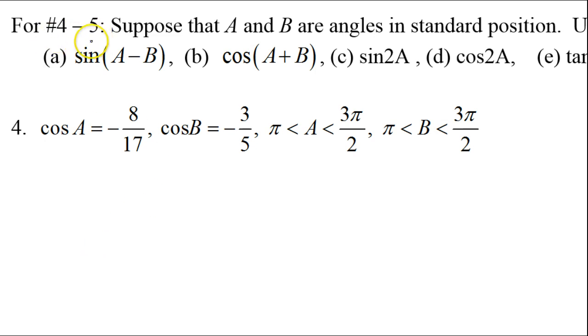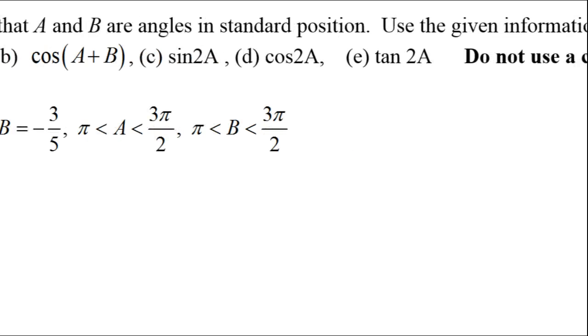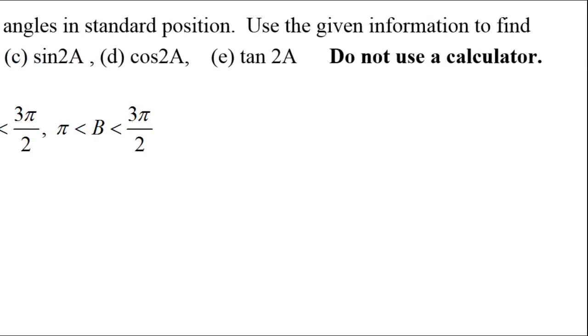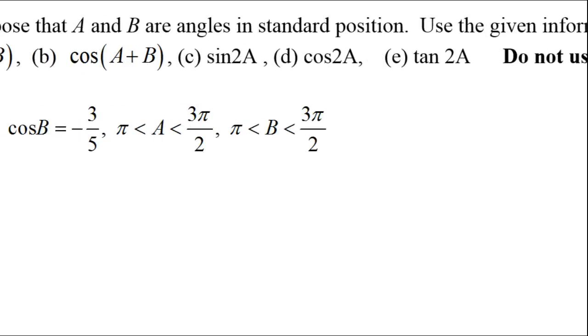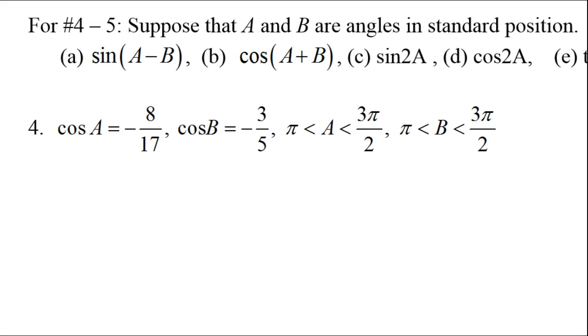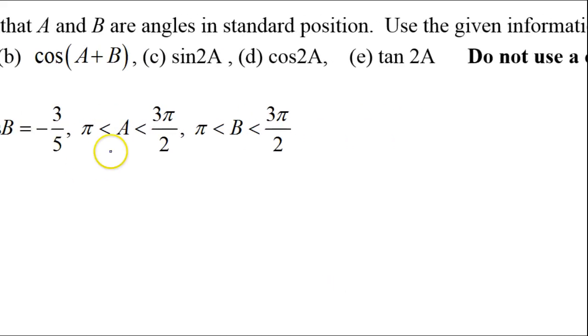Alright, for number 4 and 5, we are given some facts, and we are to evaluate these expressions: sine of a minus b, cosine of a plus b, sine 2a, cosine 2a, and tangent of 2a. No calculator. We need to draw some triangles over here. So let's start with angle A.